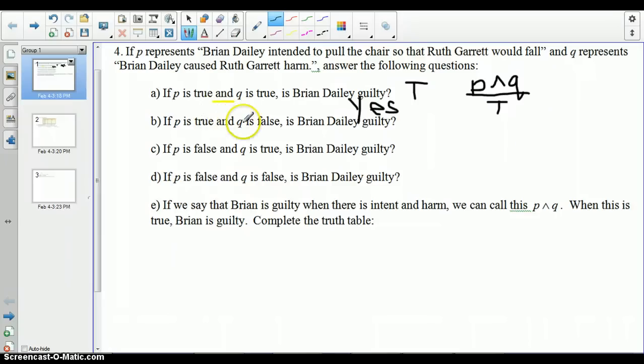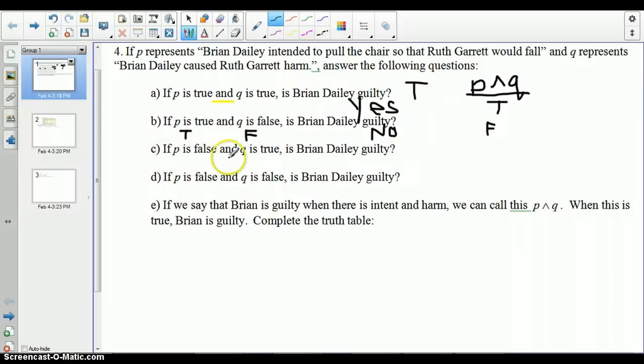If P is true, so Brian Daly did intend to pull the chair out, but Q is false, Ruth Garrett did not get harmed, is Brian Daly guilty? No, he's not. In order for there to be battery, there has to be intent and harm. Now the conjunction would be false, because P is true, Q is false. In a conjunction, you need both P and Q to be true at the same time.